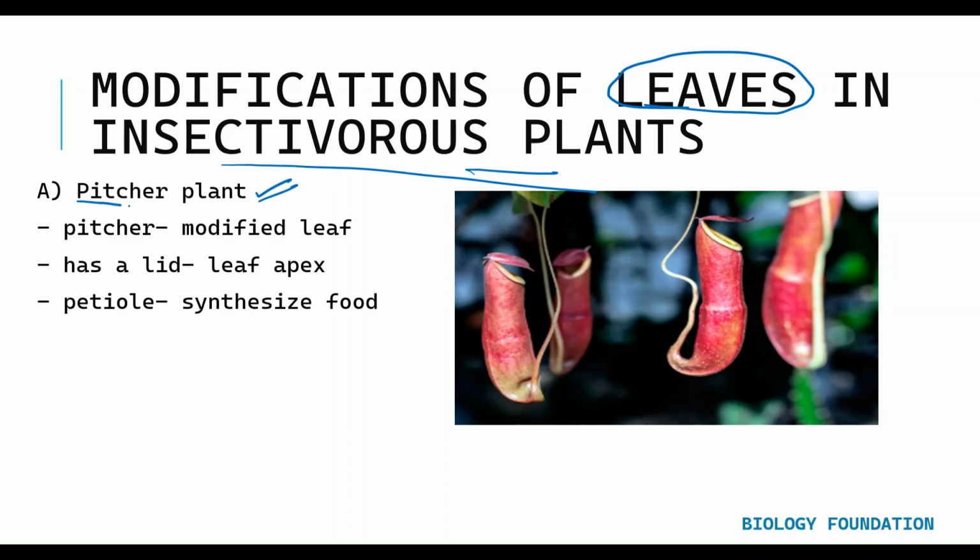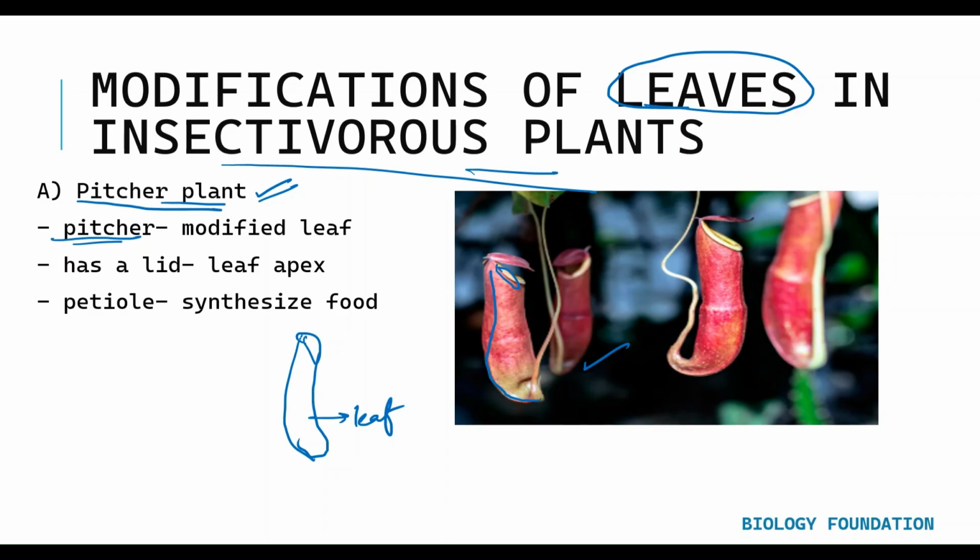The first is pitcher plant. Can you see here? This is a pitcher plant. Whatever structure you see, this is called a pitcher. Like you have a structure like this, that is called pitcher. Now, what is this pitcher? It is a modification of a leaf. The leaf itself gets modified to form this pitcher.